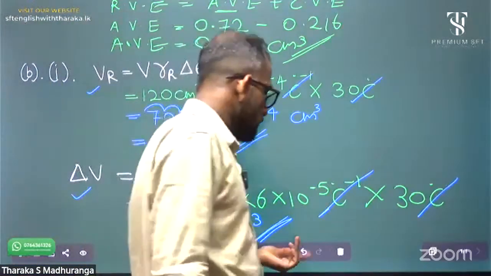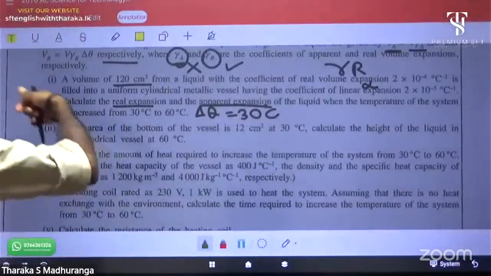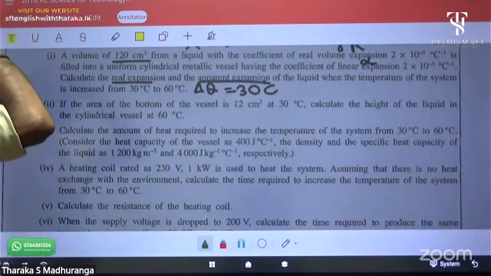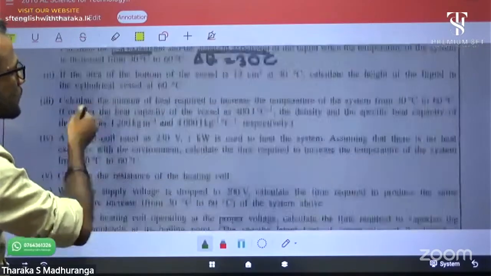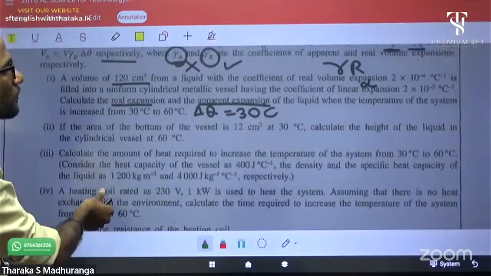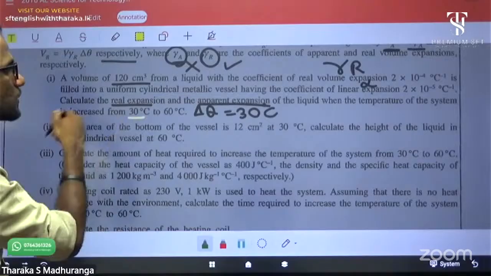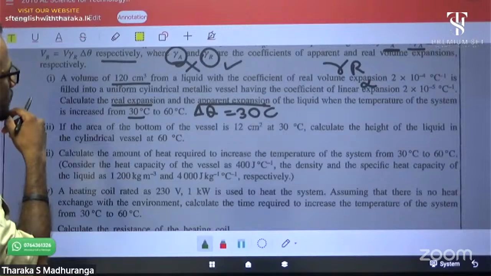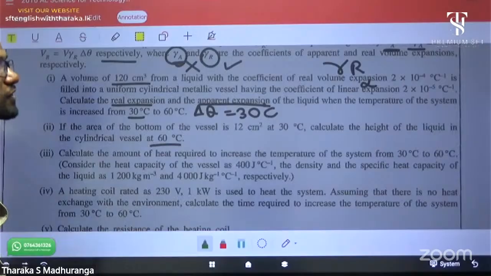Okay, let's move on to the next part. If the area of the bottom of the vessel is 12 square centimeter at 30 Celsius, that means the initial temperature, right? Calculate the height of the liquid in the cylindrical vessel at 60 Celsius, when it has reached 60 Celsius.